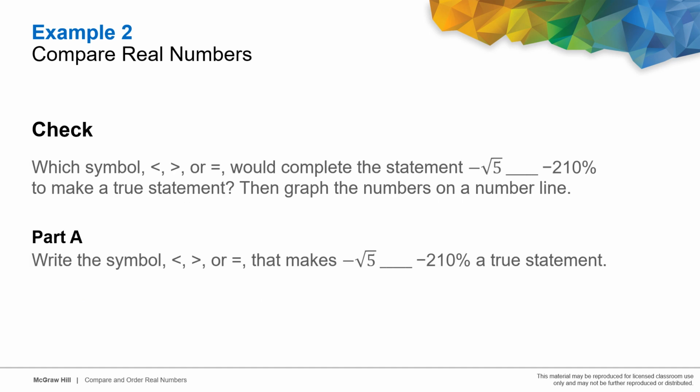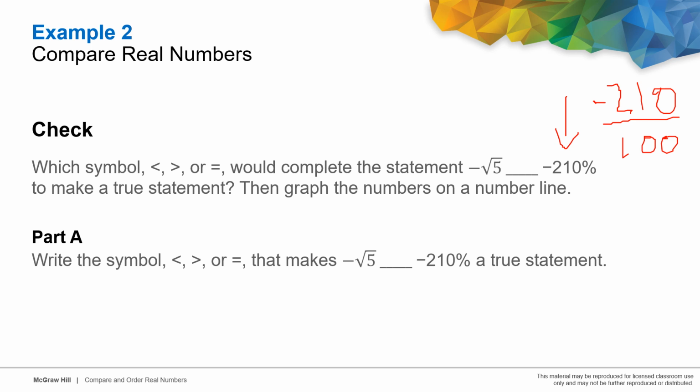All right. So once again, I want you to convert into decimals. I will give you a hint on this one, right? For negative square root of 5, you're just going to take the square root of 5 and make it negative, and that will be your decimal. For percentages, when you are converting percentages into decimals, you need to take the percentage, so negative 210, and divide it by 100. That will give you the decimal, all right?